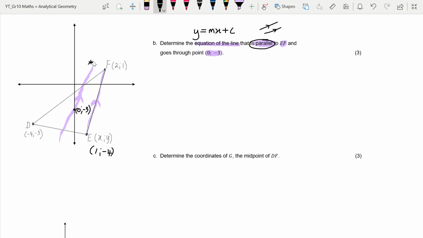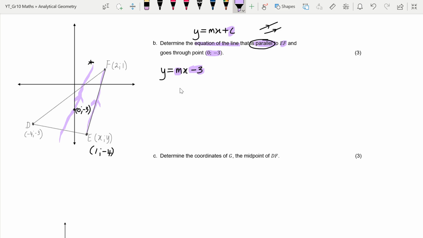Now, currently on that line, we only have one coordinate. We only have 0 and negative 3. One coordinate on a line is not enough to be able to find the equation. That is a special point on the line, though. It is the y-intercept. So in other words, we can just plug it into the place of c because that is our y-intercept. Again, your linear function knowledge. So we already found that c value over there. Now we still need to find our gradient, our m value.